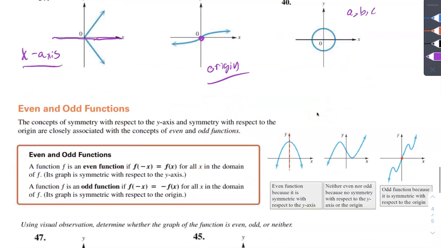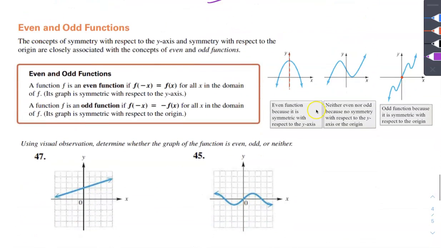Okay, let's talk about even and odd functions. These are actually very related to symmetry in the x and y. An even function is a function that's symmetric with respect to the y-axis, so you can fold it in half like a book. An odd function is one that's symmetric across the origin. And if it's none of those two, then we call that neither.